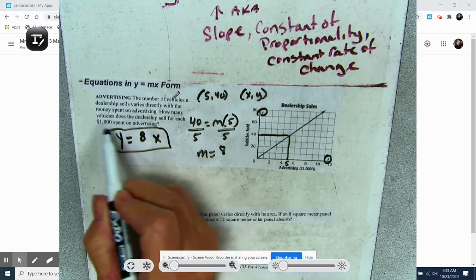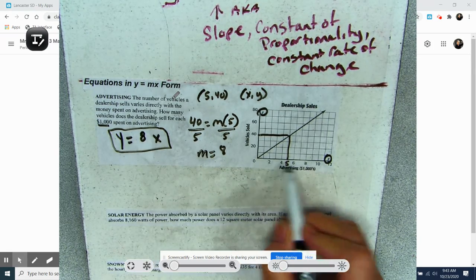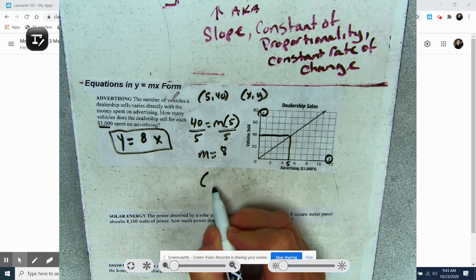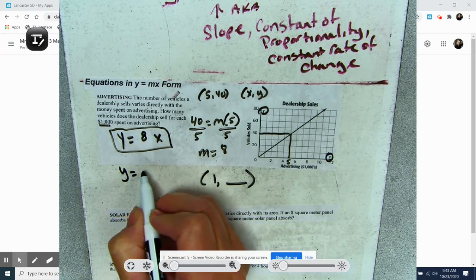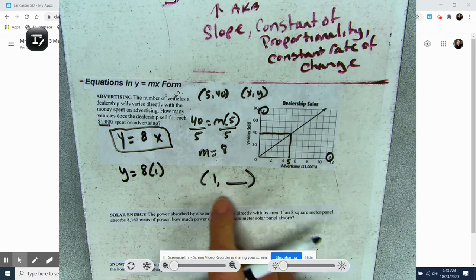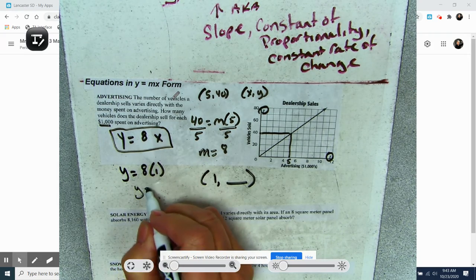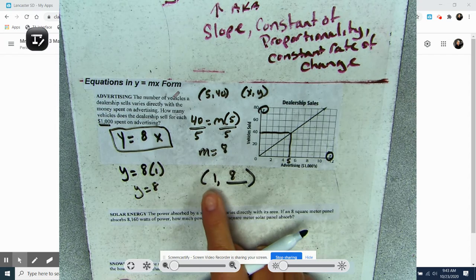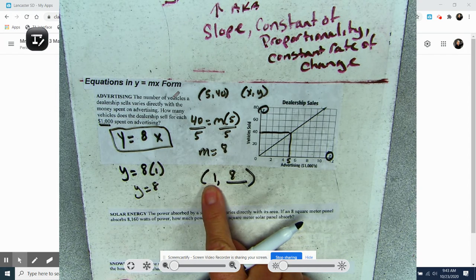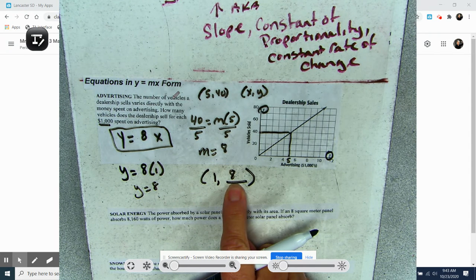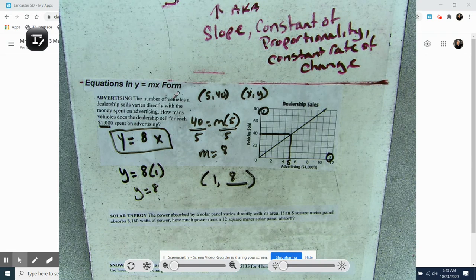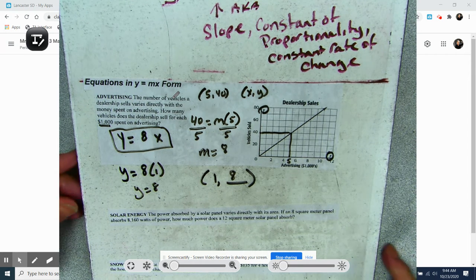So now we want to know for every $1,000 in advertising. So these are in thousands. So we are going to find out if x is 1, what's the value of y? So we are going to say y equals 8 times 1, because we're going to put in that 1,000. We're going to find out that y equals 8. So for every $1,000 worth of advertising money spent, they will sell approximately 8 cars. Okay, so we're able to use this information in a business setting. So when people say, what use is this math, this is what we use it for.